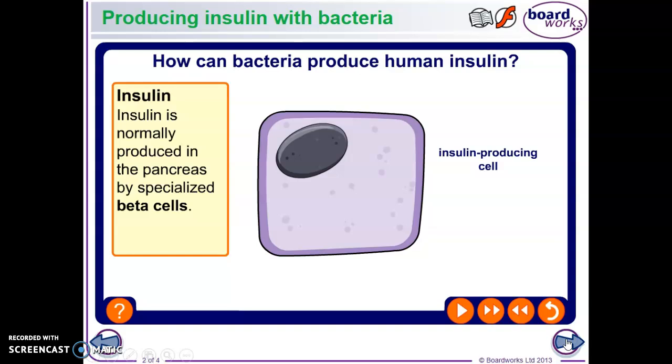So we're going to start with an animation of how bacteria can be used to produce human insulin. Human insulin is a hormone that is generally produced in the pancreas of the human body. The pancreas is one of the organs that helps with your digestive system. The types of cells that are used to produce insulin, which helps to regulate your blood sugar, are called beta cells, and they are found in the pancreas. Following along on page 7F, you should be able to answer questions 1 and 2 before we move on.